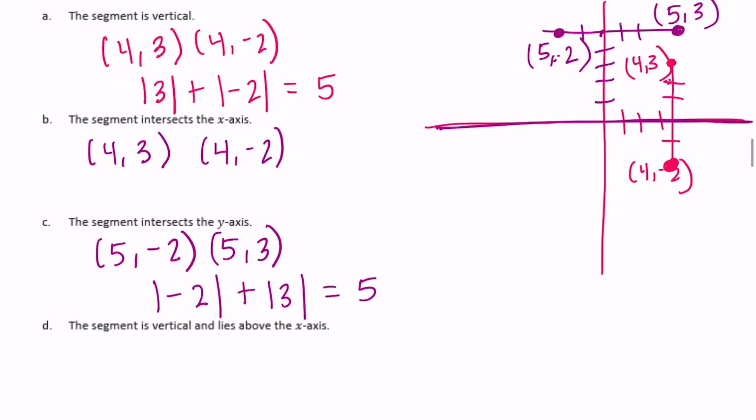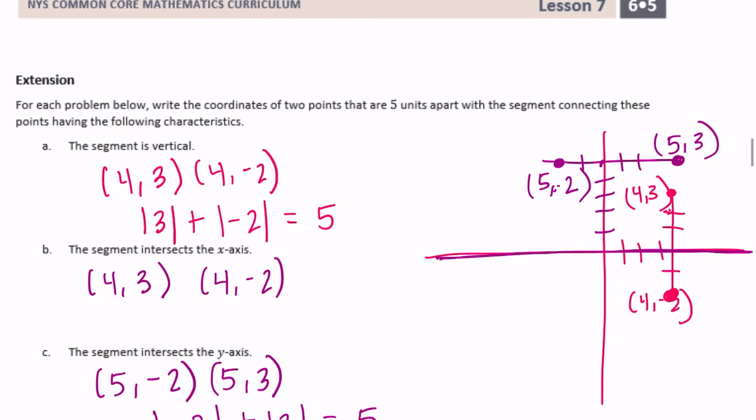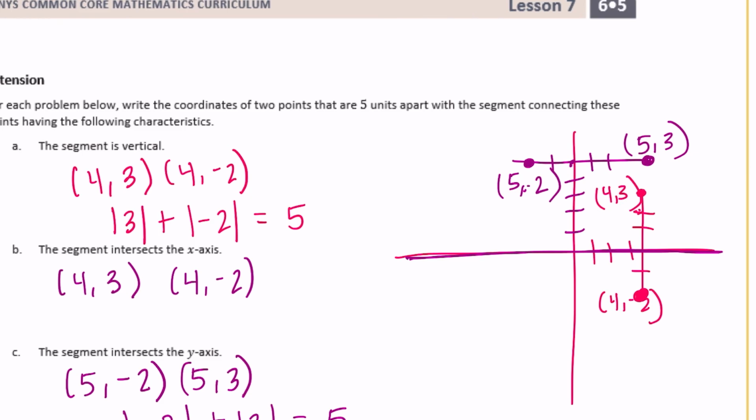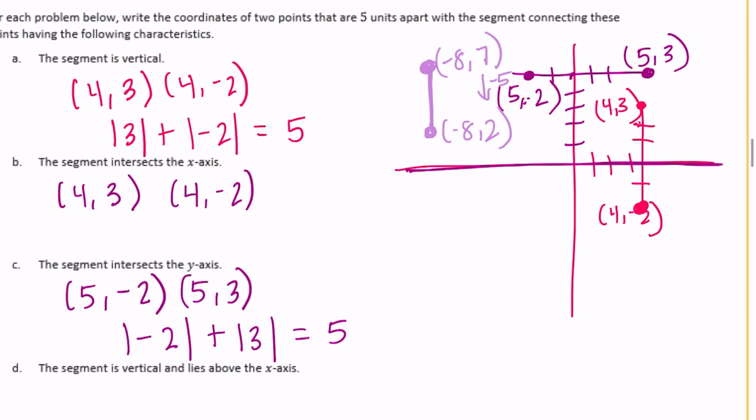And D, the segment is vertical and lies above the x-axis. So it's vertical and it's above the x-axis. So something like this. So let's say this is -8, 7. If we want it to be 5 units down, we're going to need to subtract 5, which would get negative 8, 2. So negative 8, 7, negative 8, 2.